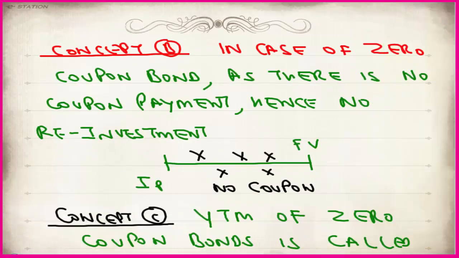But in the case of a zero coupon bond, because I will be using spot rates for zero coupon bonds, I am not available with a coupon amount because no coupon is being given.